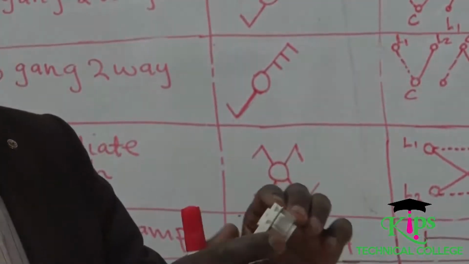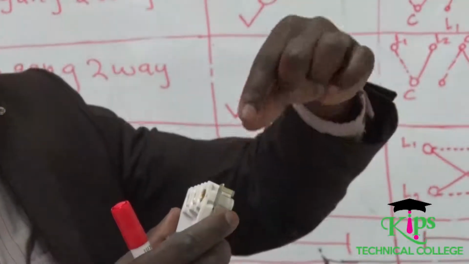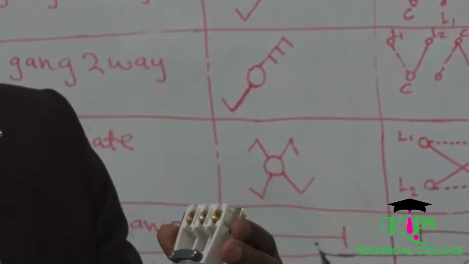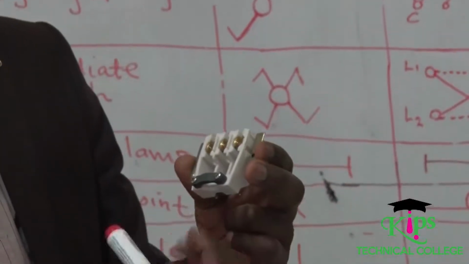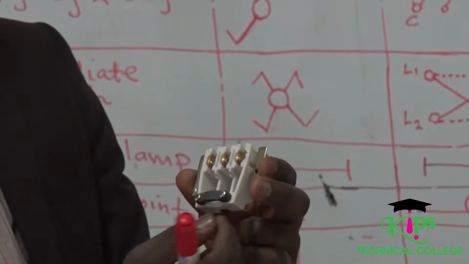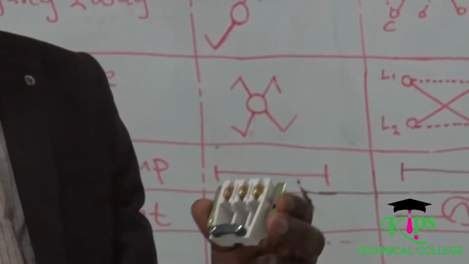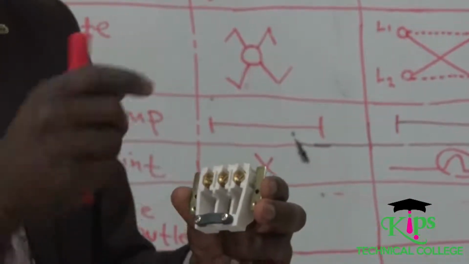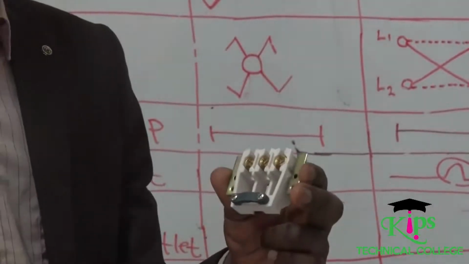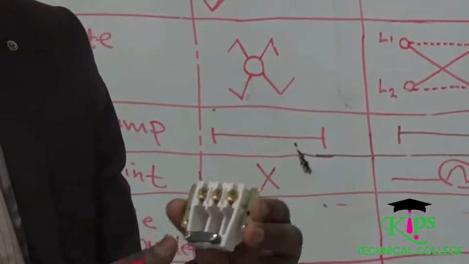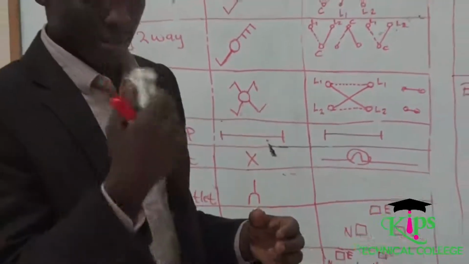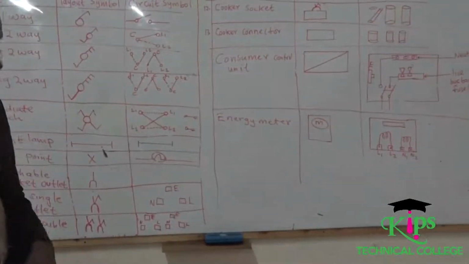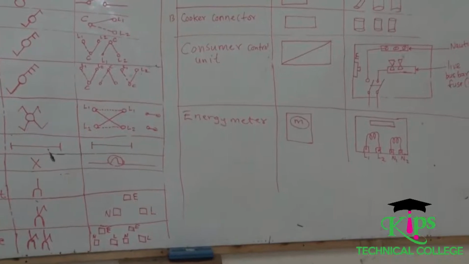The wire from the cooker socket enters from this end. The cooker itself will be connected from this point so that you can hold the cable going to the cooker. So whatever is coming from the cooker switch comes from this point. Then whatever is coming from the cooker itself is connected from this other end. So this is called the cooker connector switch. I think now we need to go to the MCB.